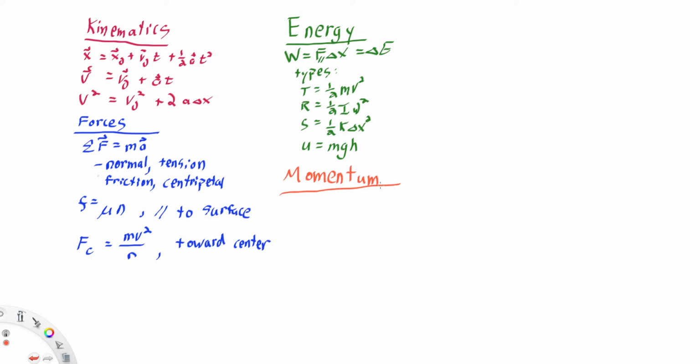And then we've learned about momentum. And we know about linear momentum, where the momentum is equal to the mass times the velocity. And an impulse is provided by a force acting over a time. And that causes a change in momentum.